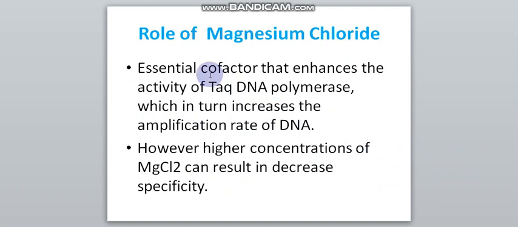Role of magnesium chloride. It is an essential cofactor that enhances the activity of Taq DNA polymerase, which in turn increases the amplification rate of DNA. However, a higher concentration of magnesium chloride can result in decreased specificity.